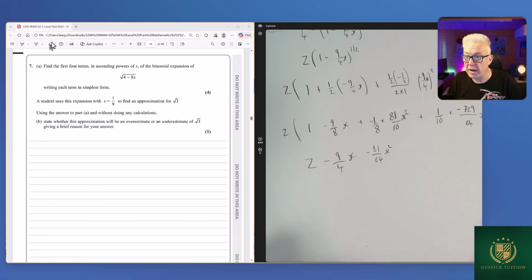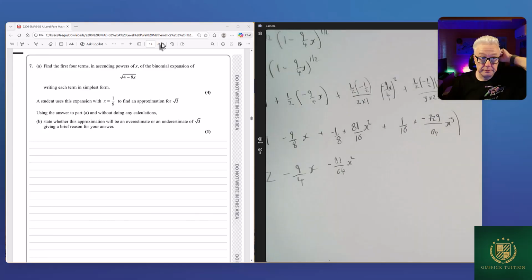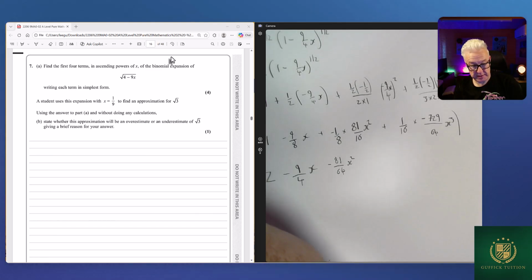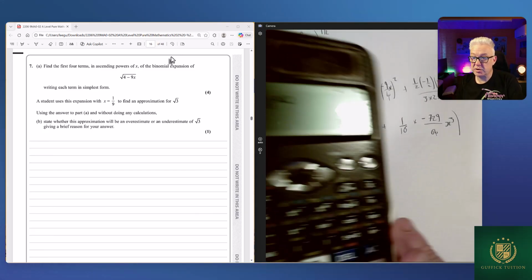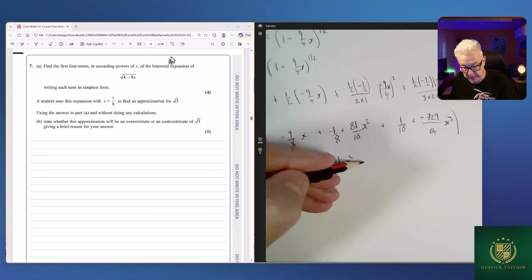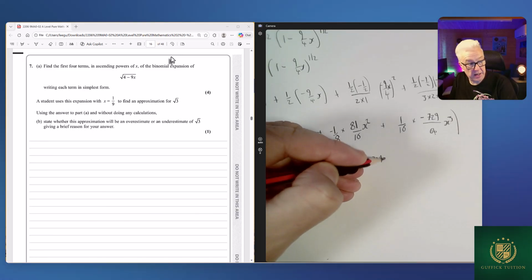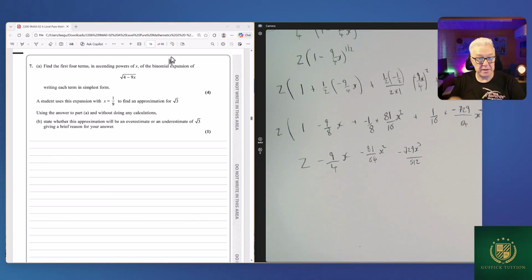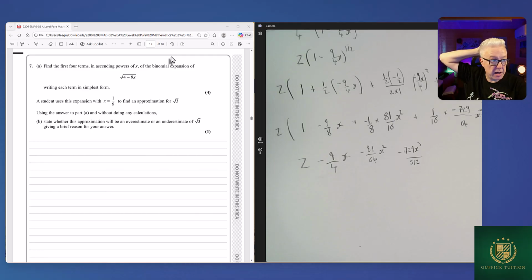And then the last one now is going to be, okay, the last term now. So for our last term, we have got 729 over 64 multiplied by 1 over 16, and then times 2 gives me minus 729 over 512. So that is minus 729x cubed over 512. Okay, perfect. So that is our answer for part A done. Now, let's just check that's right. Yes, that does look correct.